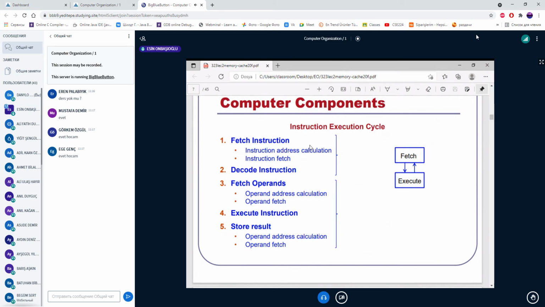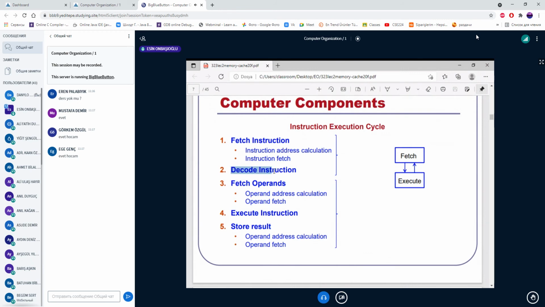Now, let's consider the instruction execution cycle. In the instruction execution cycle, instructions, first of all, are in the main memory. To execute an instruction, one instruction is fetched from the main memory into the CPU. This means that to execute an instruction, it must be read from main memory into the CPU. So that is a memory access. This is the first memory access in an instruction execution.